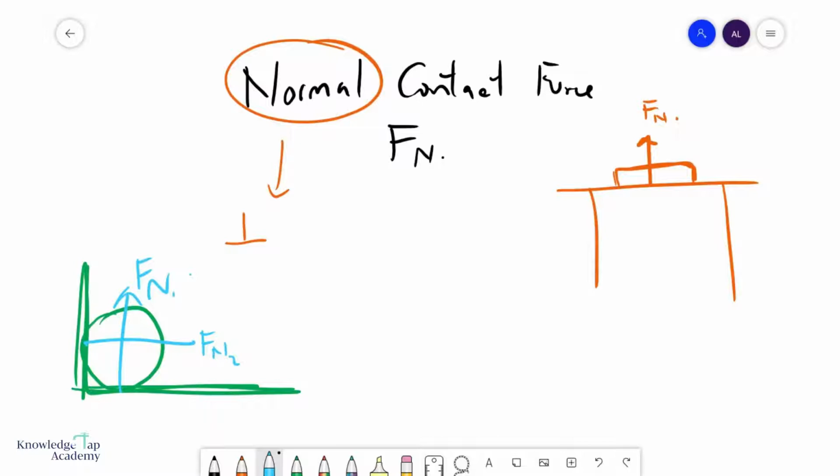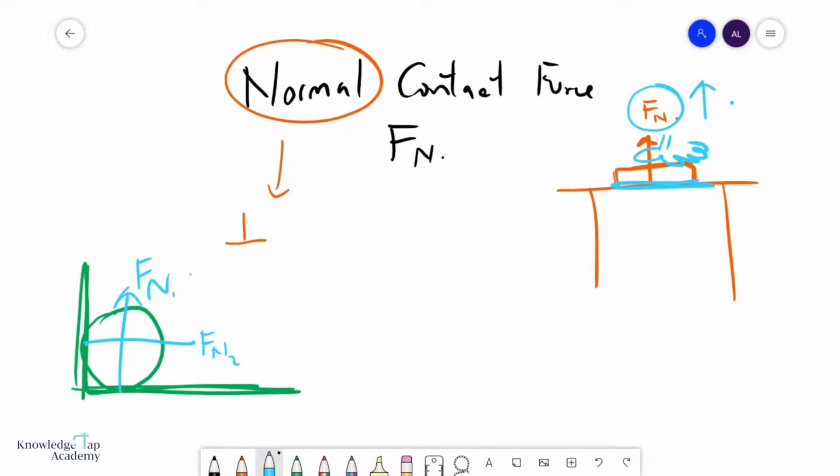So what exactly does normal contact force mean? Well, it's actually the strength of contact. And so if I, for example, press down on this book over here with some force, then this normal contact force is going to increase because the contact between this book and the table is going to be stronger.